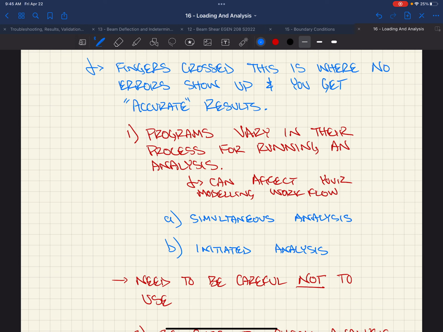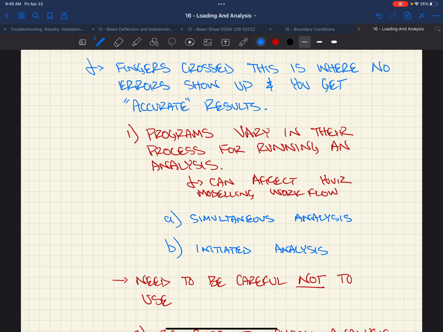Simultaneous means if you change something in the model, VA, the way it's set up right now, will simultaneously go through and run it, right? So when you click on the results tab, something might not show up immediately, but when it's done running its analysis, the results are going to pop up. Immediately change something, immediately it affects the results, right? Initiated analysis, you change something in the model, it doesn't run it until you hit run, right?